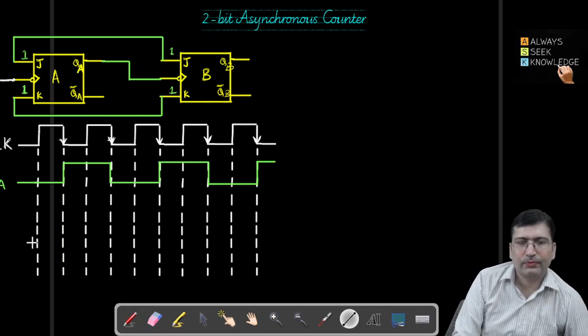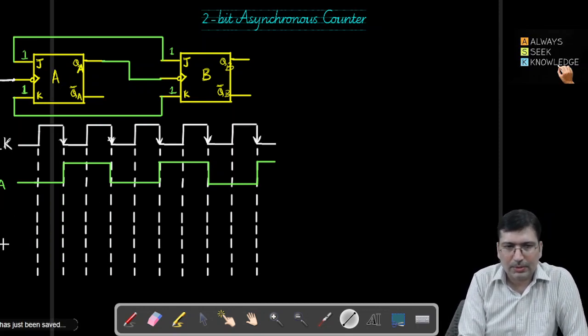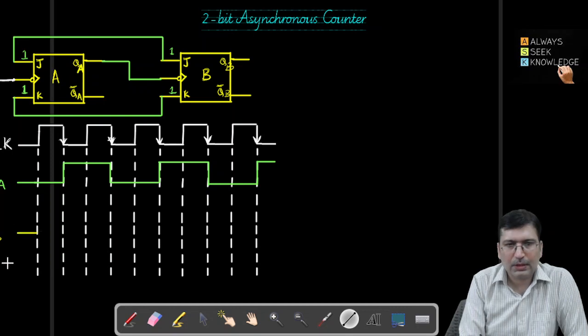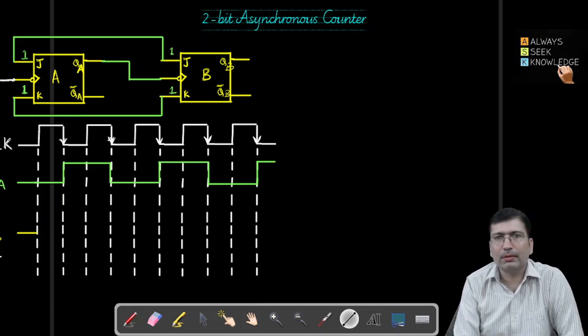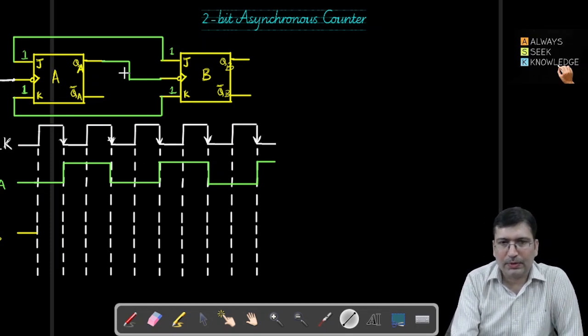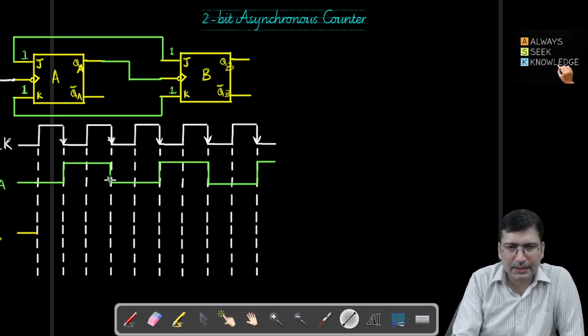Now let's draw the timing diagram for QB. Initially I am assuming QB is also 0. So let's assume QB is 0 initially here. Now QB will toggle from 0 to 1 whenever the negative edge of the clock pulse is encountered. But for the B flip-flop, the clock is QA. So it will be dependent on QA, and the negative edges in QA are these edges.